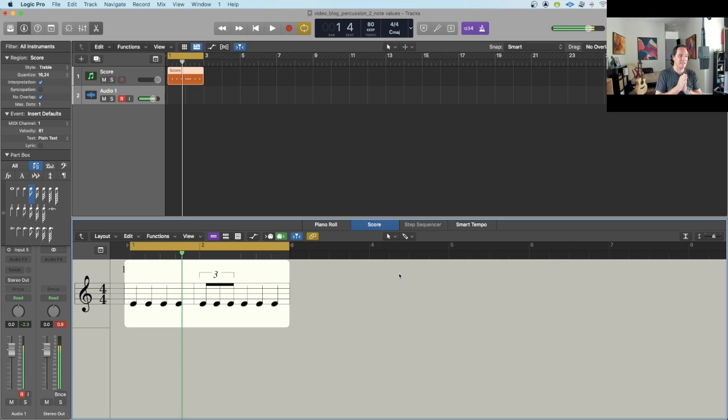So essentially this is going to be counted as 1, 2, 3, 4, 1, 2, 3, 2, 3, 4. So the triplet, there's only one triplet in there, and it's on the first part of the second bar, and it's counted as 1, 2, 3.